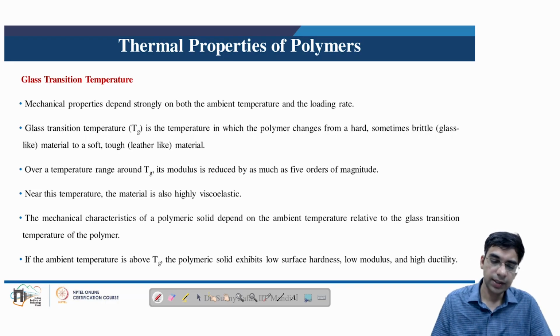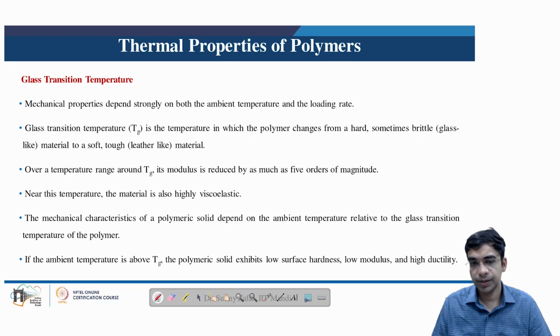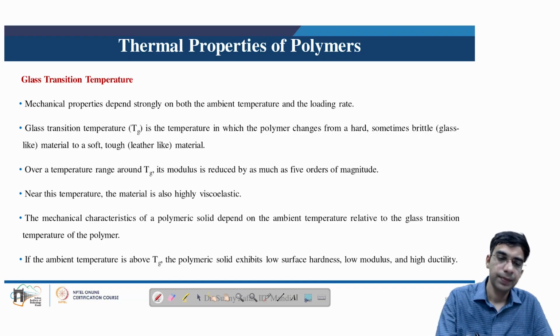The mechanical characteristics of a polymer solid depend on ambient temperature relative to the glass transition temperature of the polymer. If ambient temperature is above the glass transition temperature, the polymer exhibits low surface hardness, low modulus, and high ductility, which is very favorable for molding applications or the manufacturing processes.